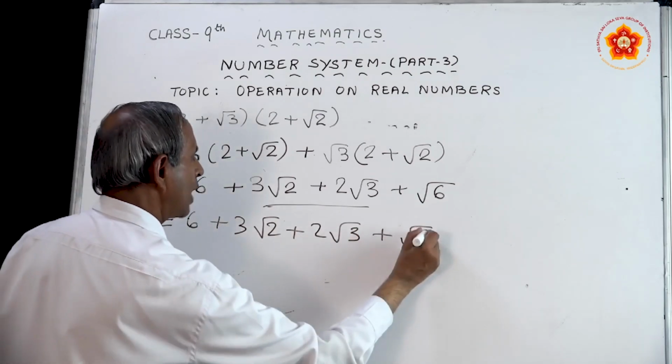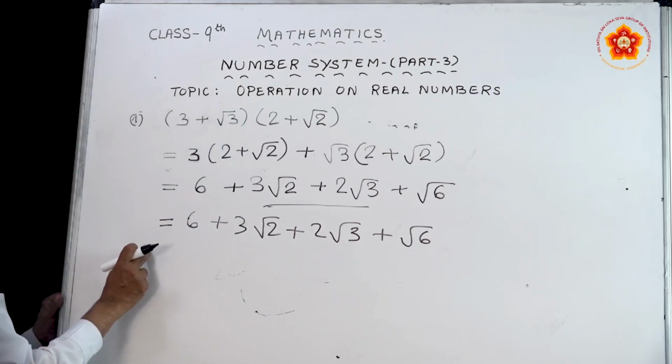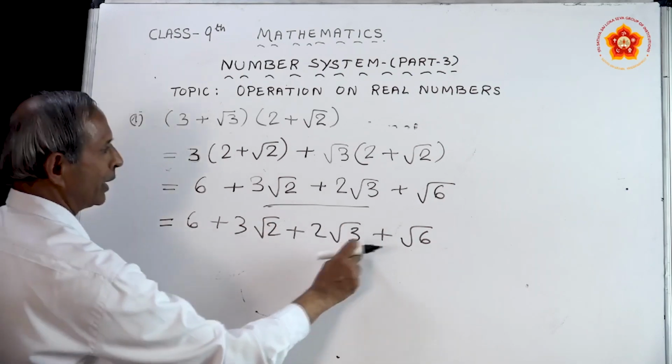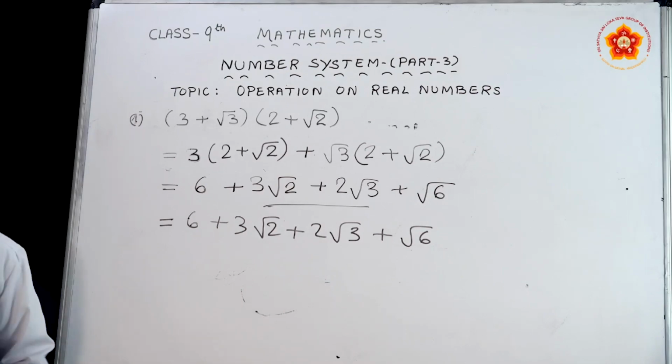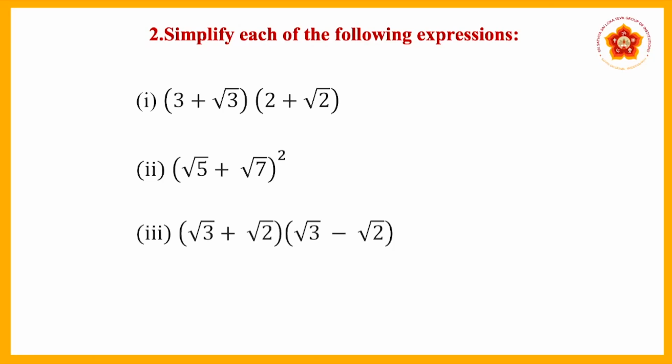So unlike terms cannot be added or subtracted. So the final solution for this problem is 6 plus 3 root 2 plus 2 root 3 plus 6. This is the final solution for this problem. Now let us take the second problem.